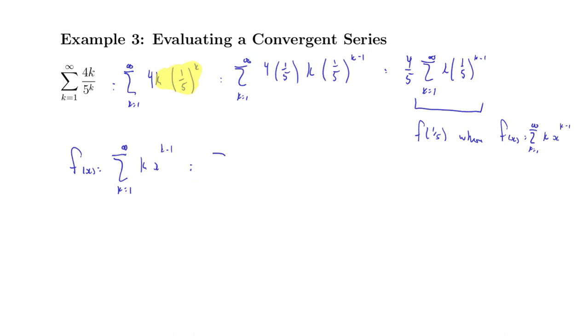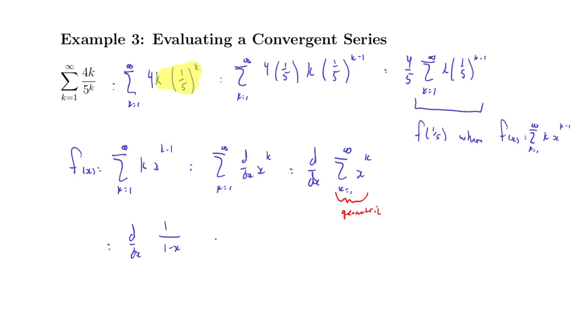And just like before, this looks like a derivative. Then that's the derivative of the whole sum of the x to the k's, and this, again, is just a nice old geometric series. Sorry about that ugly brace. So this is really the derivative of 1 over 1 minus x for the absolute value of x being less than 1.